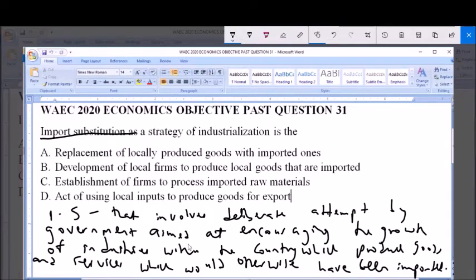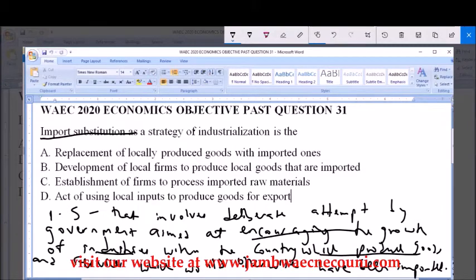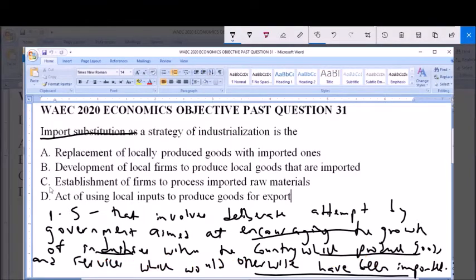So the strategy involves encouraging the growth of industries which produce goods that would otherwise have been imported, as a substitute for importation generally. Now, amongst the options we have examined, option B says development of local firms to produce local goods that are imported. So you can see that this reflects the definition of import substitution strategy, as local industries are groomed to the point where they can produce local goods that would have been imported.